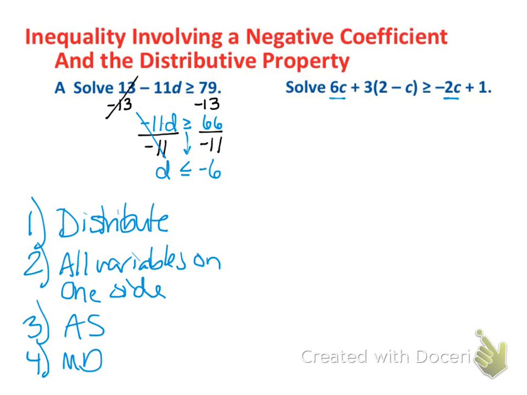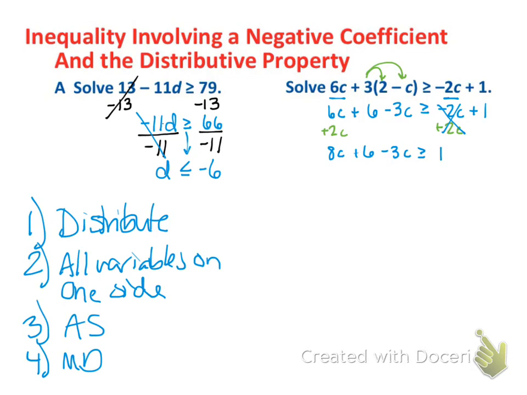We're going to distribute a 3, so that's going to give us 6c plus 6 minus 3c is greater than or equal to negative 2c plus 1. Now we need all variables to the same side. You have options here. You could subtract 6c, or you could add 2c. I think adding 2c is the better decision here. It'll make for less complicated negatives and such. That'll give us 8c as that disappears, plus 6 minus 3c is greater than or equal to 1.